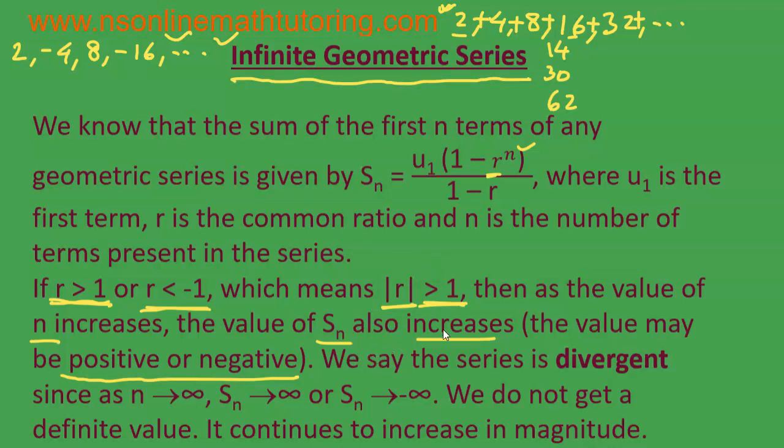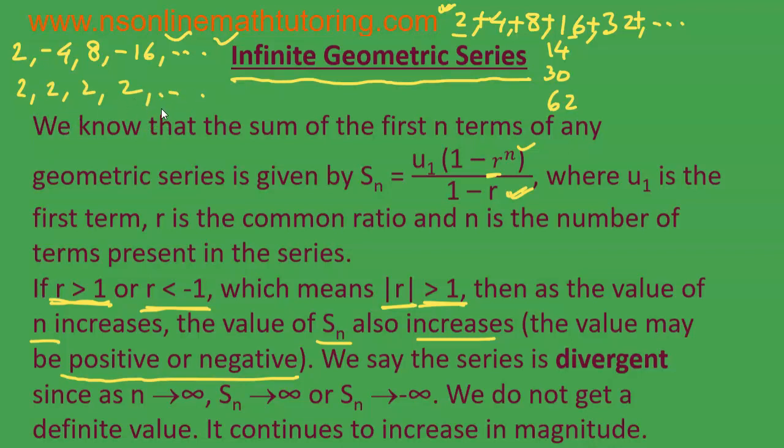And r cannot be equal to 1 or negative 1, because in this formula, if r is equal to 1, then 1 minus r will be equal to 0, and you cannot have a 0 in the denominator. So you cannot have 1 as the common ratio. What is the geometric sequence with a common ratio of 1? It will be all identical terms, 2, 2, 2, 2. The common ratio is 1.